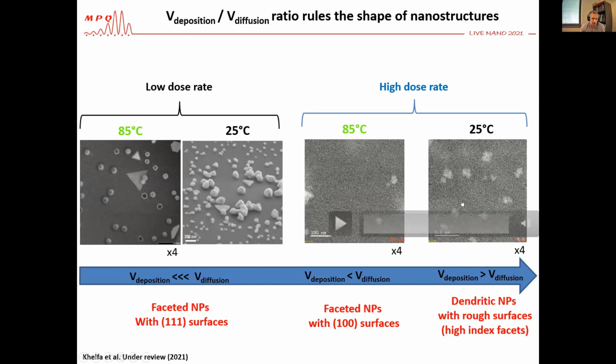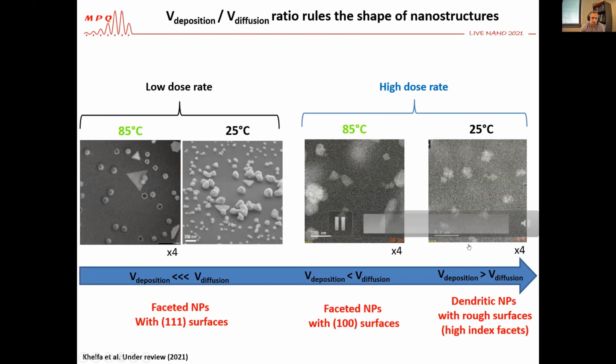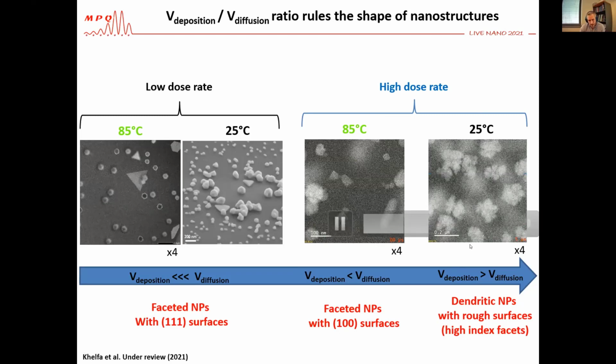If you work now at high dose, at low temperature, you'll start forming dendritic nanostructures with very rough surfaces, which probably expose a lot of high index facets. And the reason for that is because the deposition rate is very high with respect to the diffusion at the surface of the nanoparticles, you don't give enough time to the system to reconstruct stable surfaces.